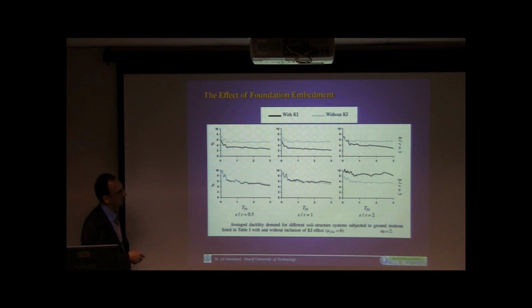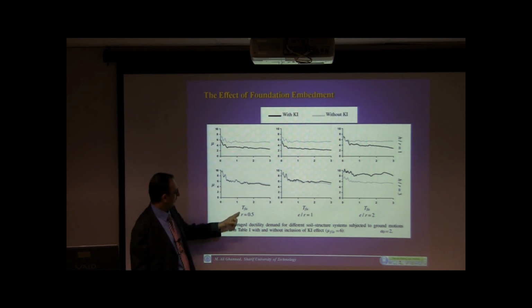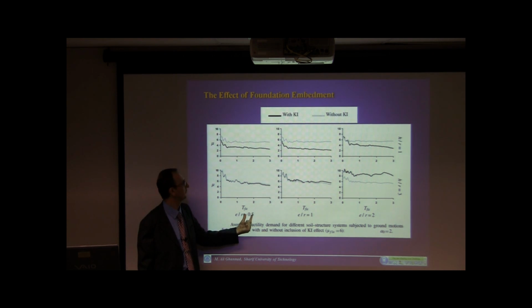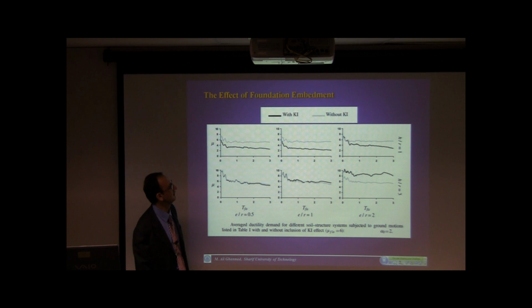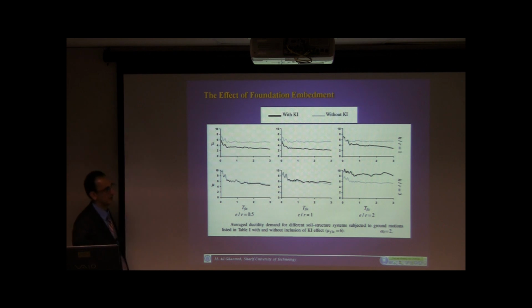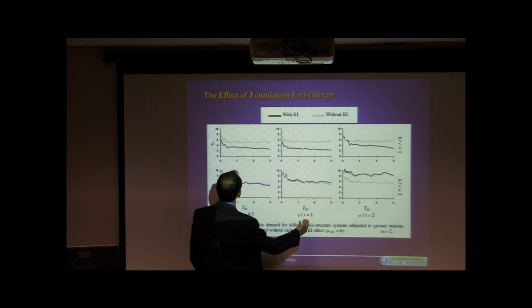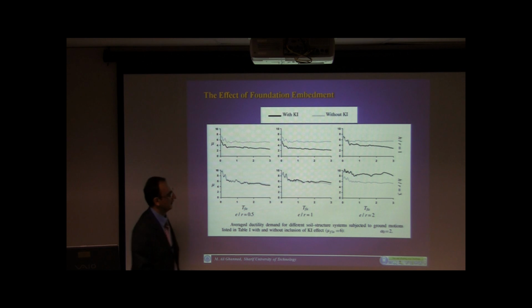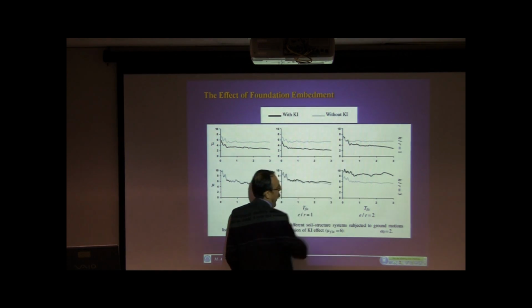And comparing the results, for E over R of 0.5, you can see that kinematic interaction reduces the response. By response, I mean the ductility demand of the structures. And this is true even for the case of E over R equals 1, at least for squatty buildings.